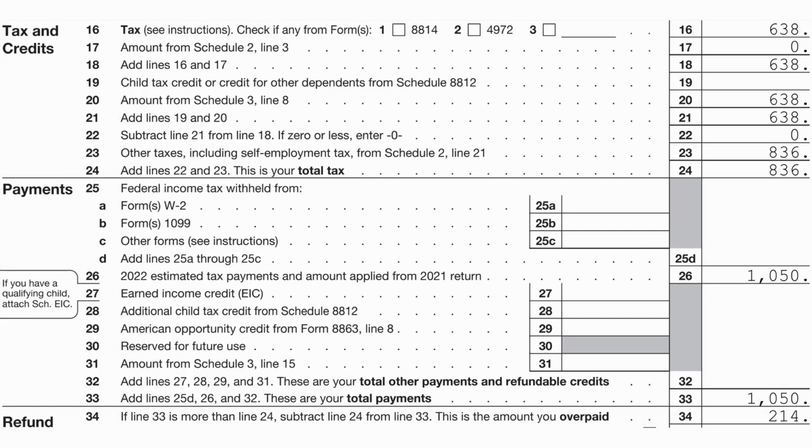This is my actual tax return. At first glance, it looks like I paid $638 of federal income tax. I actually paid $0. Look again.